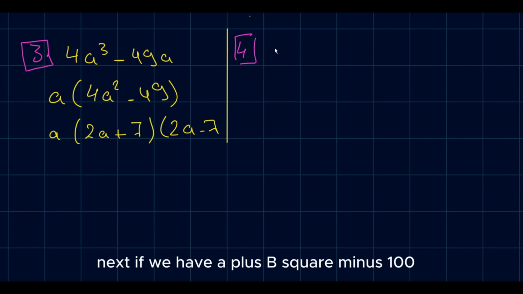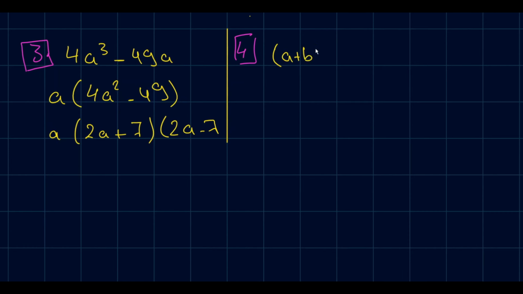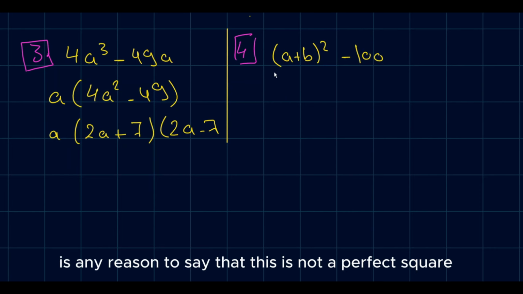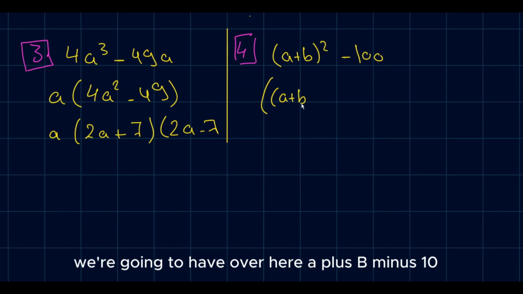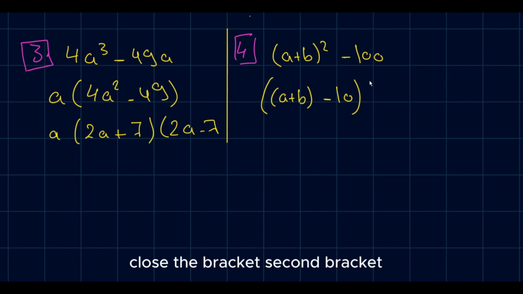Next, if we have a plus b squared minus 100. Is there any reason to say that this is not a perfect square? Of course it is a perfect square. So we are gonna have a big bracket. We're gonna have over here a plus b minus 10, and a plus b plus 10. Close the bracket.